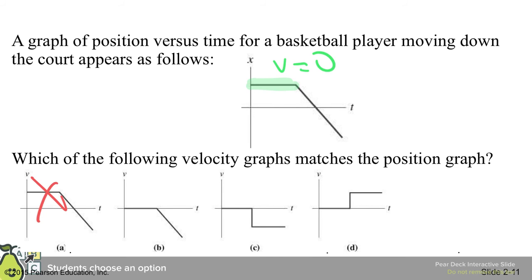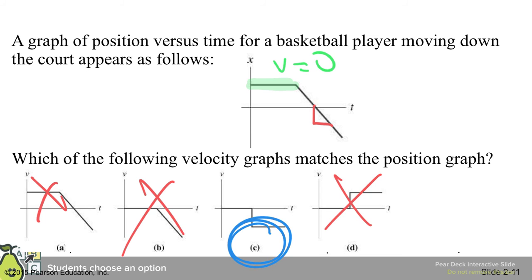And so we can throw out that. The others all have initial 0 parts. And then we see that it becomes a line. The line has a negative slope, but otherwise it's a line, so it's constant. So the velocity should be constant. That throws out this one. And it should be negative, so it throws out that one. And we're left by elimination that it must be C.